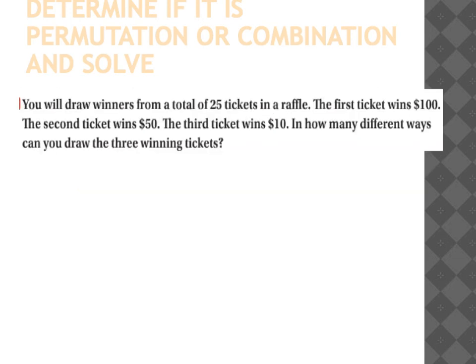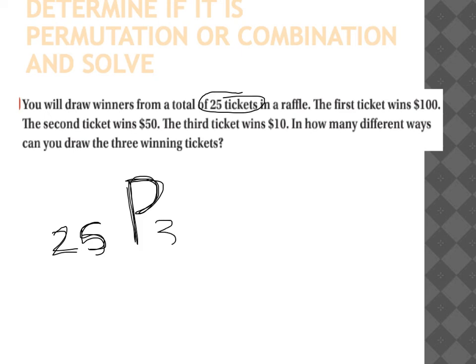Same thing, I want you to decide, is it permutation or combination? You will be drawing winners for a total of 25 tickets in a raffle. First person gets $100, second person gets $50, third person gets $10. How many ways can you draw the tickets? Well, the total number of tickets that I have is 25, so I'm going to write that down. And I have to decide, is it permutation or combination? Does order matter? Yes, it does, because it's going to make a difference if you get $100 compared to getting $10. And there are 3 different choices that we have here, so it would be 25 choose 3.